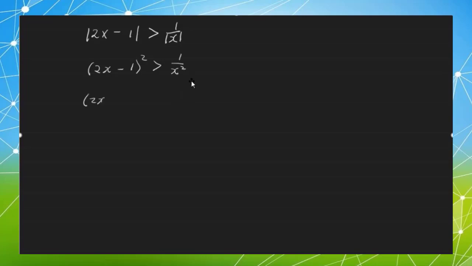Now we shift 1 over x power 2 to the left hand side, we will get 2x minus 1 power 2 minus 1 over x power 2 greater than 0. Now we try to expand and simplify the expression on the left hand side. First, expand the 2x minus 1 power 2. Then we get 4x power 2 minus 4x plus 1.